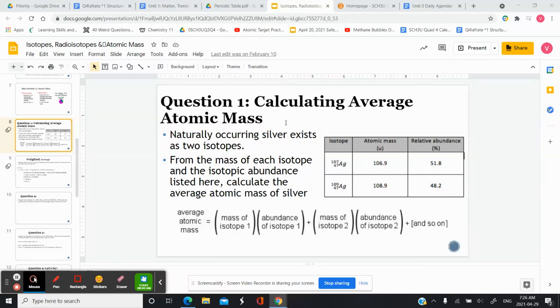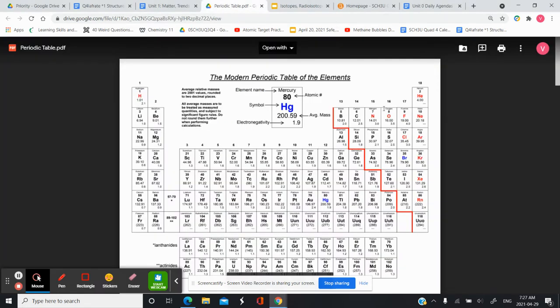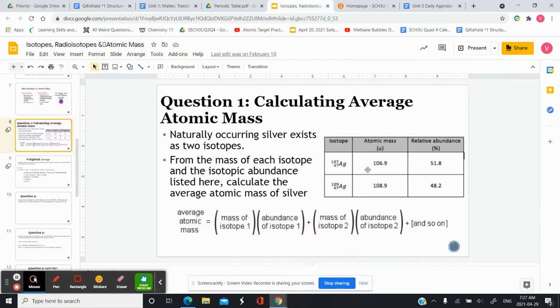In this video, we're going to do some calculations for calculating the average atomic mass. So essentially, we're going to show you how we come up with the numbers that you see in the periodic table over here. The information you're typically given in a question like this will be the atomic mass for a specific isotope. So for example, here we have the naturally occurring isotopes of silver.